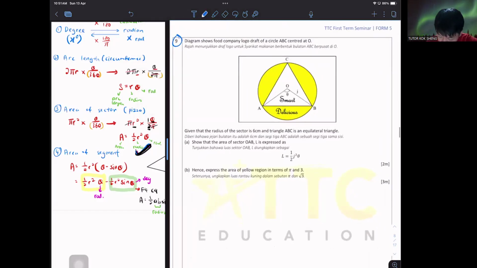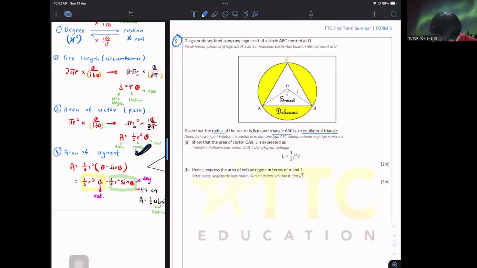Number 9. The diagram shows a food company logo draft of a circle ABC with center at O. This is a logo of a food company. Smart, delicious, why? Not related also. Given the radius of the sector is 6, triangle ABC is an equilateral triangle.